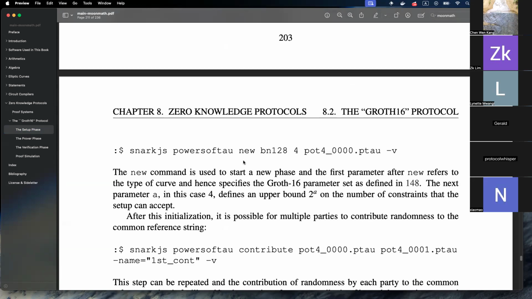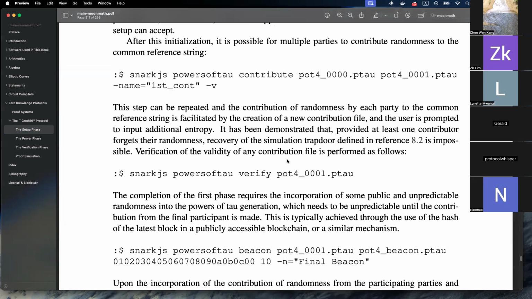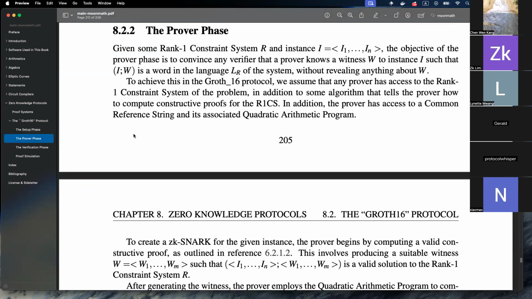Anyways, okay, here is just showing you how this will look like in snarkjs. So I'm going to skip. Before I continue, I'm going to get some water. Any questions so far? Okay, I'll take that as a no.